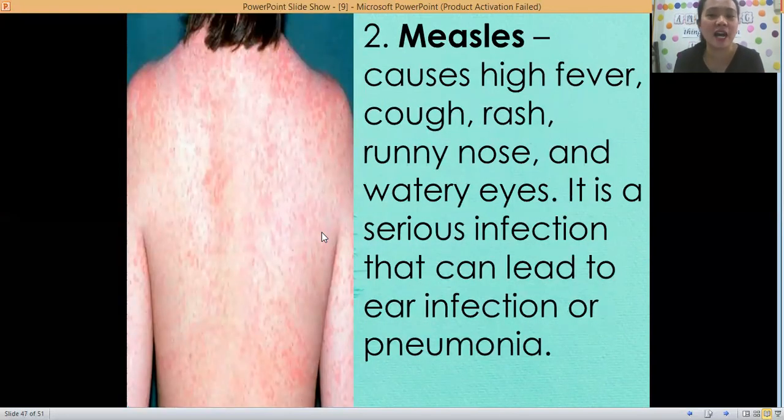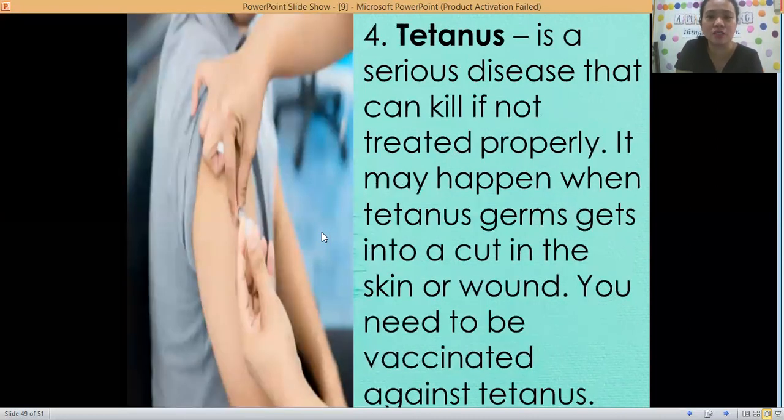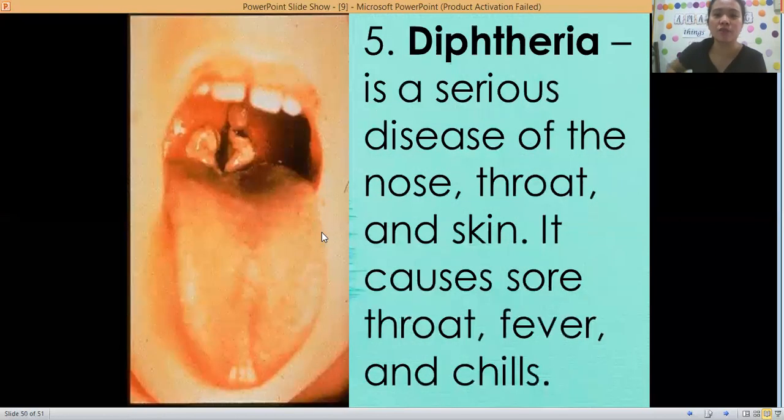Measles causes a high fever, cough, rash, runny nose, and watery eyes. It is a serious infection that can lead to ear infection or pneumonia. Next, number 3, chicken pox is a disease that causes blister-like itching, fatigue, and fever. And number 4, tetanus is a serious disease that can kill if not treated properly. You need to be vaccinated against tetanus.